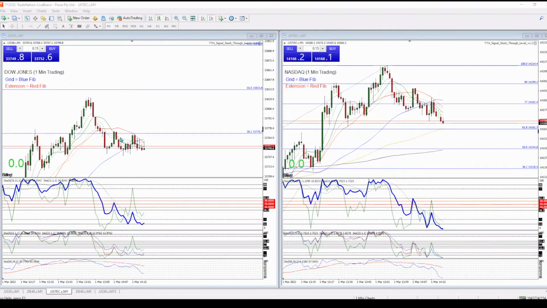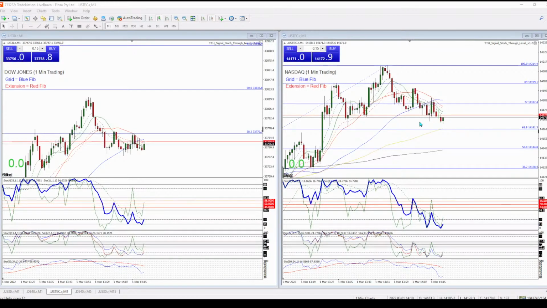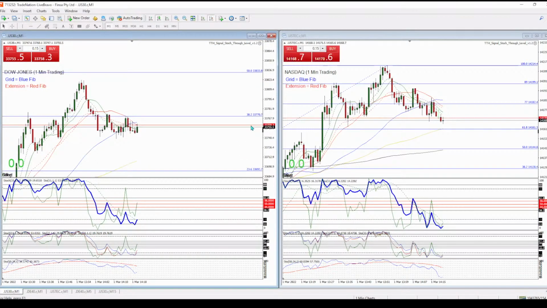Just moving to the side, resistance 38.2 of the 1 minute grid on the Dow, support 61.8, resistance 77. Candle close below the 50, the blue, aim for the 89 in gold. Watch that possibility of 33 up through 50 for the long.